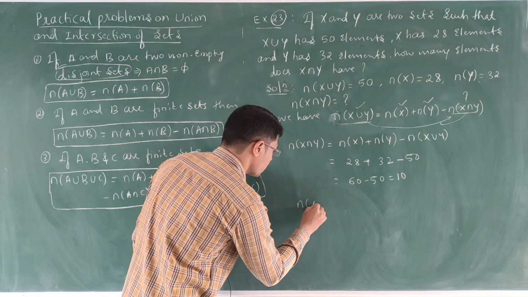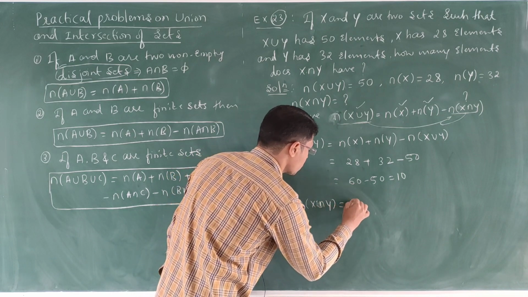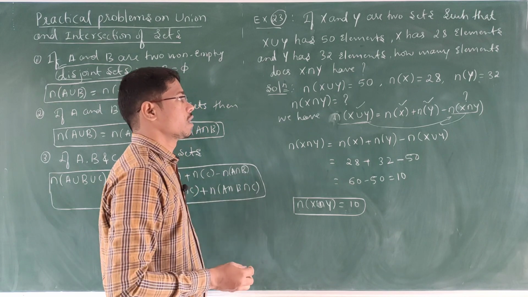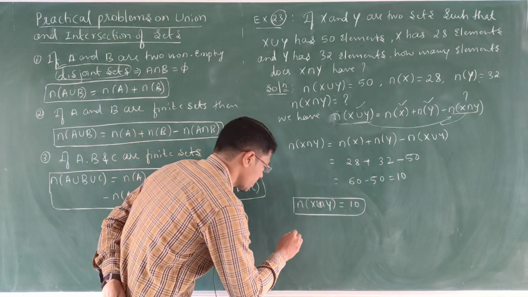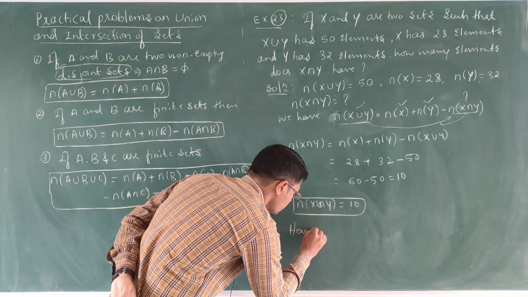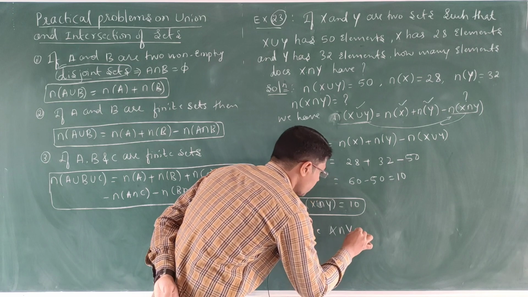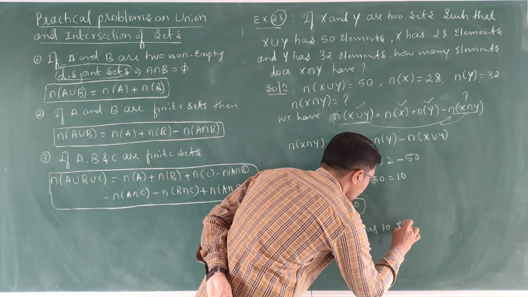So the number of elements in X intersection Y is equal to 10. Therefore, the conclusion is X intersection Y has 10 elements.